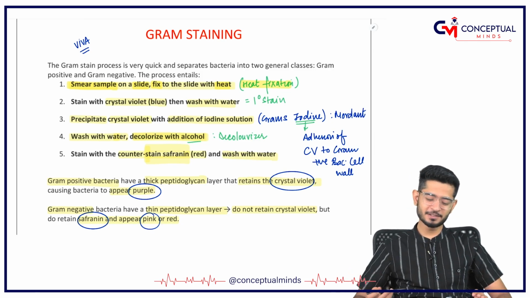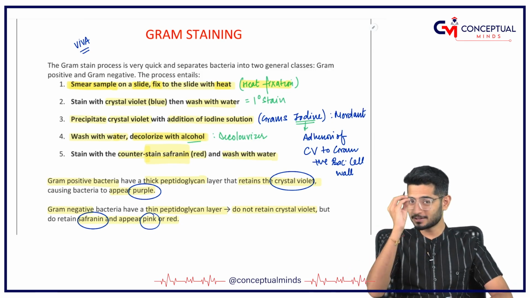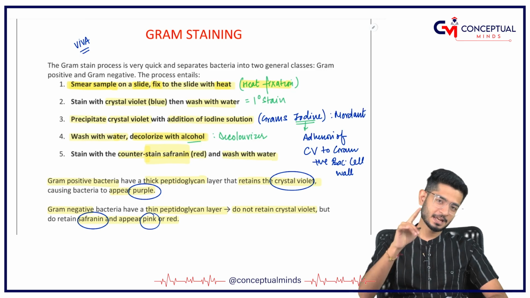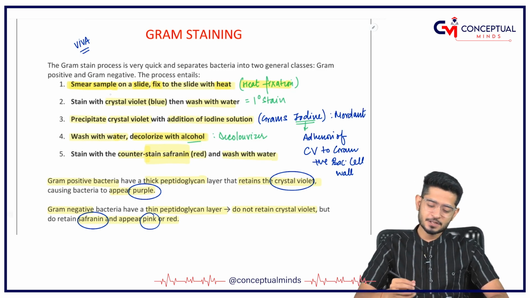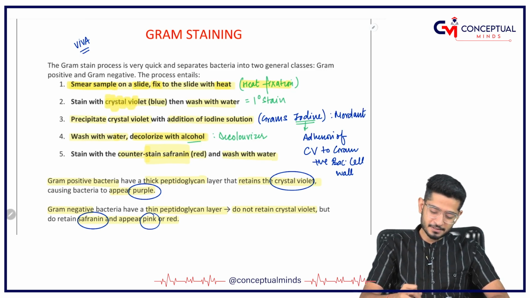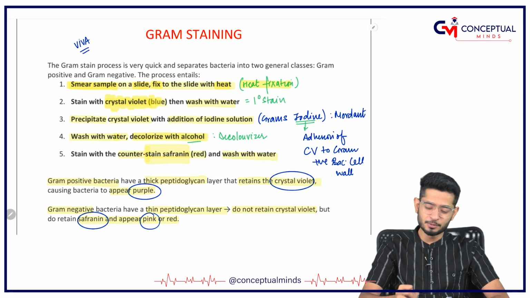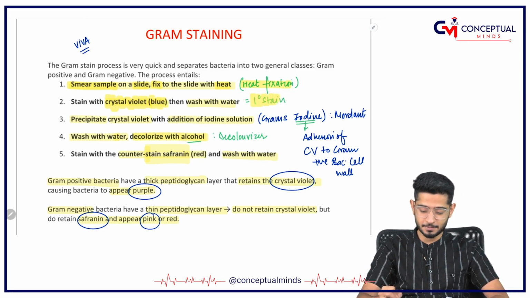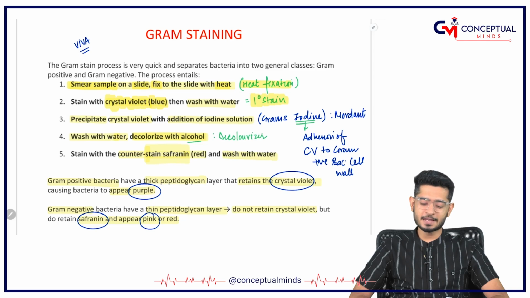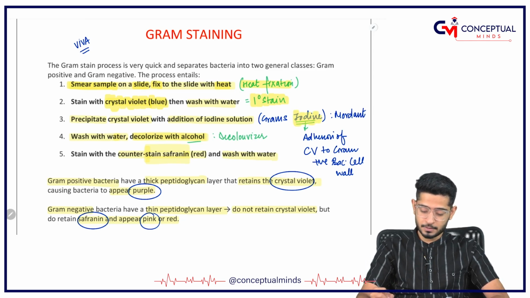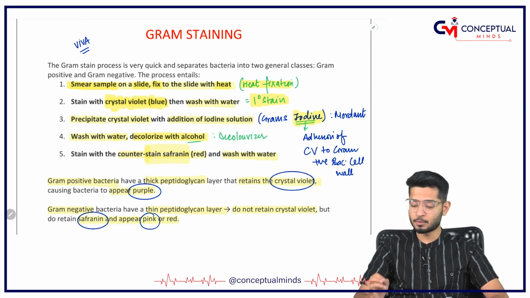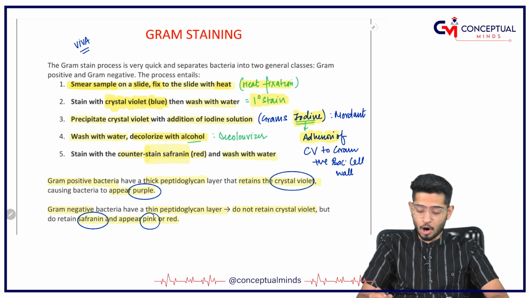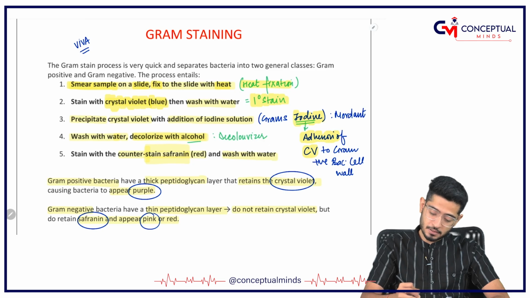Okay, my dear friends, let's now talk about what are the important points, what can be asked. They'll ask you what is the primary stain. So the primary stain is nothing else but the crystal violet stain, the blue color stain. Okay, so this is the primary stain. Next they will ask you about the iodine. Why do you add iodine? So please remember, iodine is responsible for adhesion of CV. What is CV? Crystal violet.